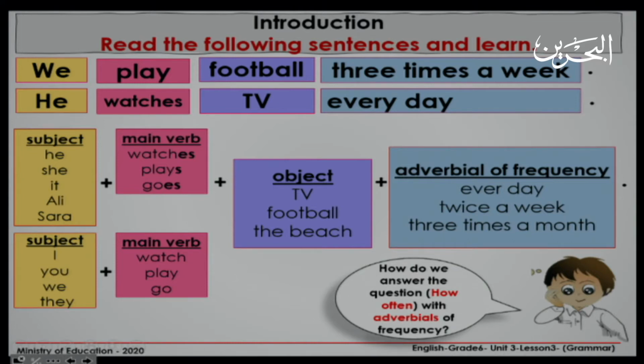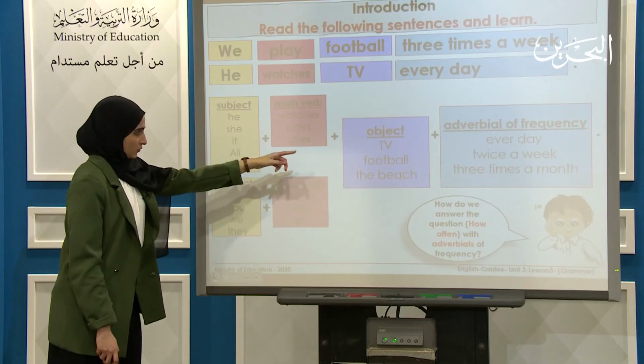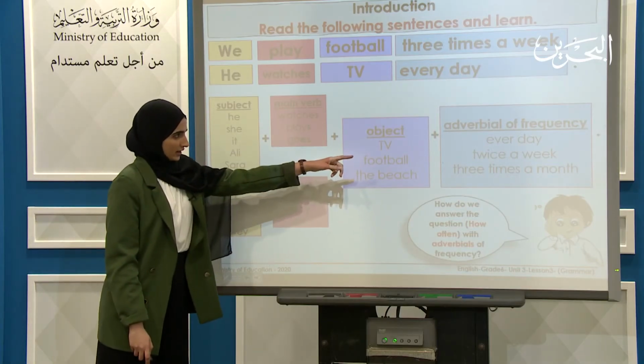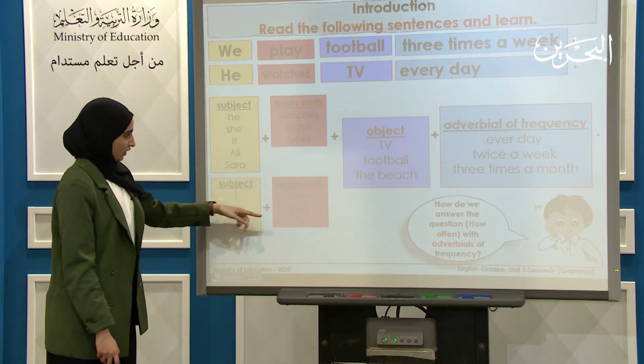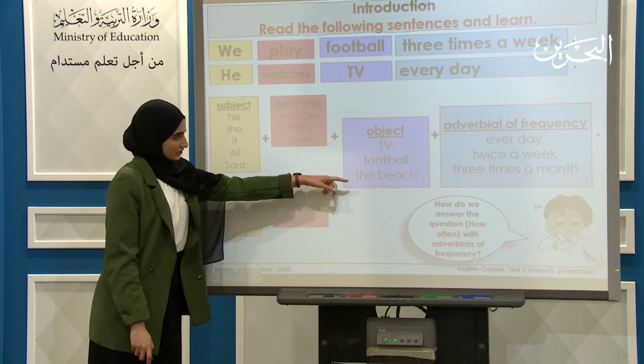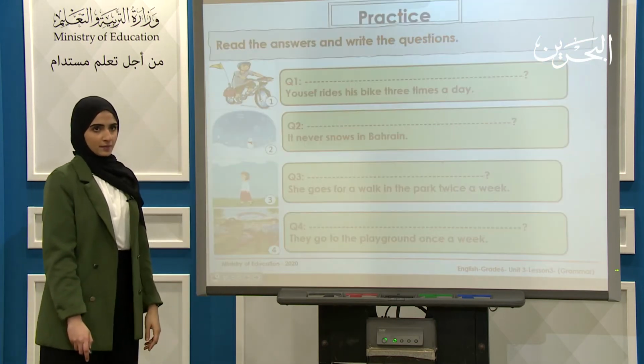Let's have an example. You can say, she plays football twice a week, and full stop. Or you can say, they go to the beach 3 times a month.